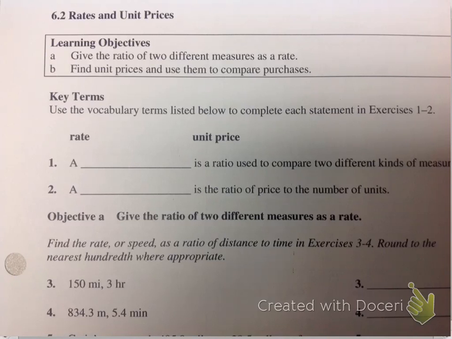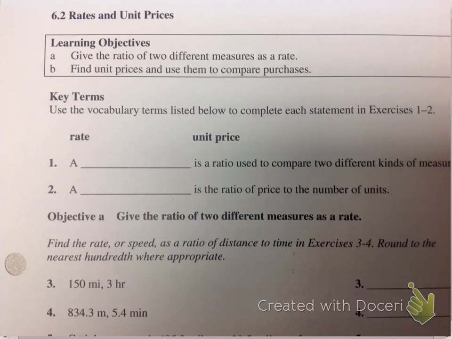Unit prices you see in the grocery store, if you look closely at the tags where the prices are, in the little corner they'll usually say unit price or price per ounce. Those are all examples of rates and unit prices. So that's what we're going to look at today.